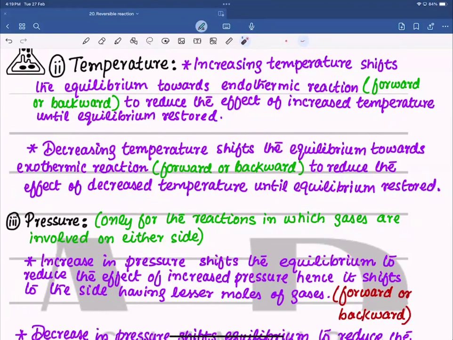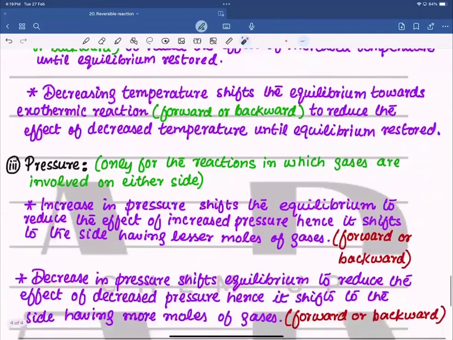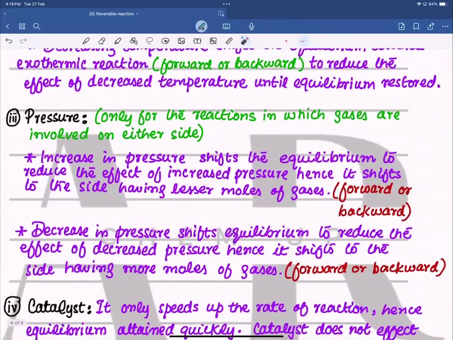So as a result, equilibrium shifts to the direction, whether forward or backward, on which side there are fewer moles of gases. And whenever we decrease the pressure, it means that we allow them to spread in a bigger space, and that's how you can decrease the pressure. So whenever you decrease the pressure, the space in which they can be present is increased, and as a result, equilibrium shifts in a direction where there are more moles of gases. So you have to figure out by the chemical equation on which side there are more moles, whether the reactant side or the product side.